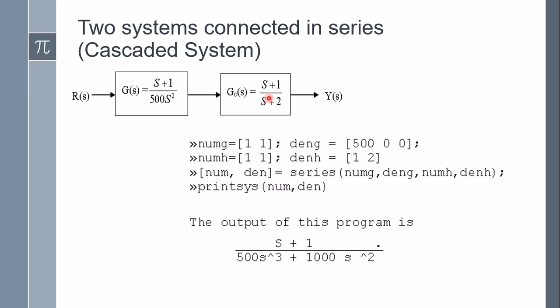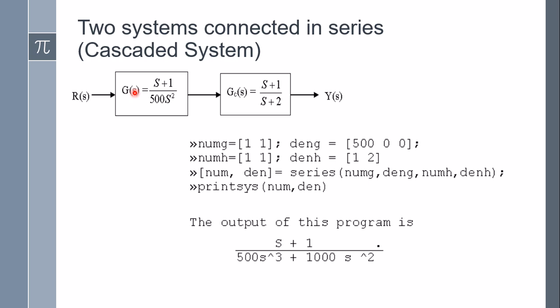First, for an example, let us consider what the net transfer function is when two systems are connected in series, or cascaded, and how to find the transfer function of it. When two systems are connected in series, it means the output of the first system is connected as input for the second system.